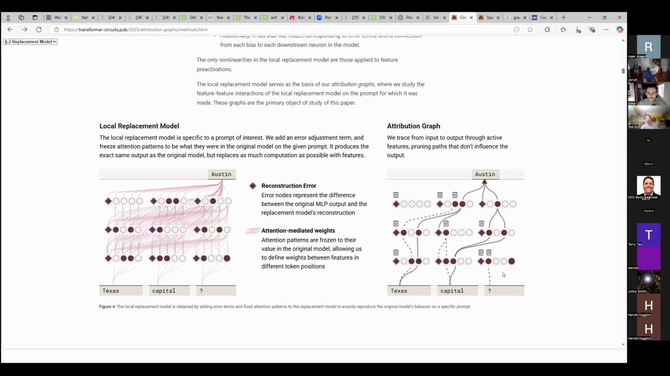So what can happen is you can have this diamond here. This is an error node that goes towards predicting the next token. If a whole lot of the weight of that final prediction came from error nodes, then that means that your replacement model sucked and it didn't do a good job of predicting what actually happened. The error was required to fix all of the predictions.